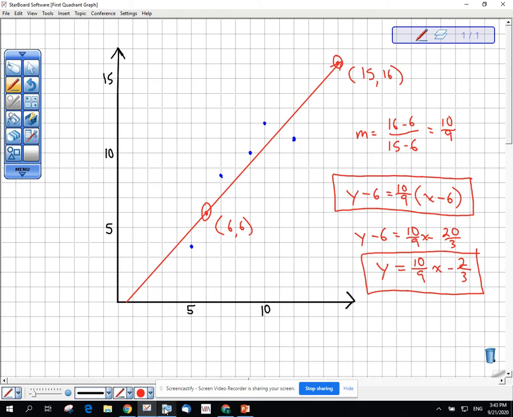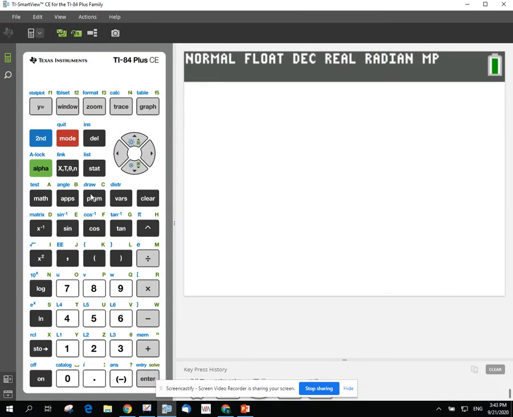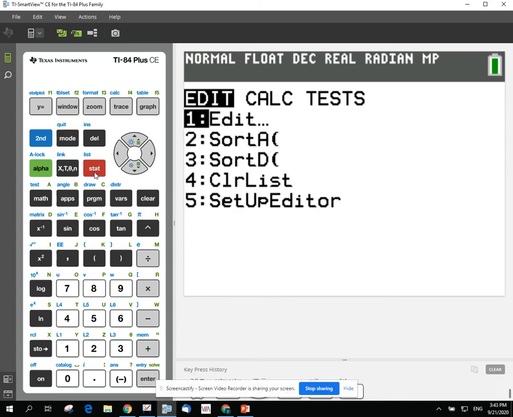Okay, so let's go over to the calculator, and now you're going to learn a little bit about the calculator. If this is too much information, pause it and come back. Okay, I know this video is going to be a little bit longer, but this is the last thing we're doing right here. You see the stat button here? If you press the stat button, it allows you to edit lists.